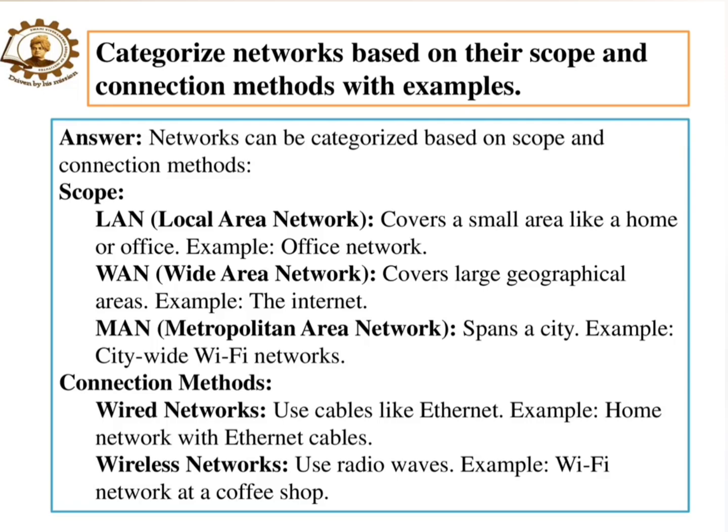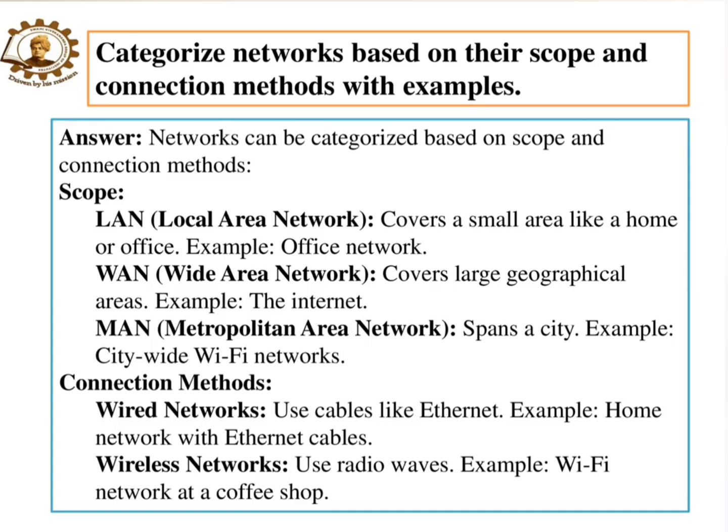Number 3 is WAN, that is Wide Area Network. It spans a large geographical area like a country or even the globe. Think of the internet as a massive WAN, a network that is connected worldwide.